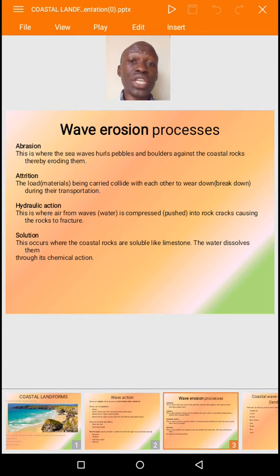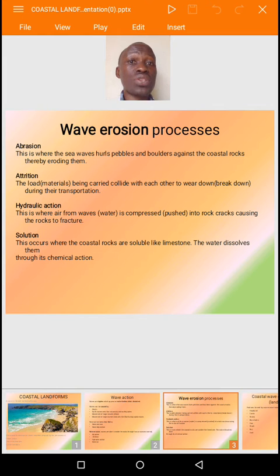Then hydraulic action. In hydraulic action, water definitely has air in it, and this air from the water or from the waves is compressed. It enters into the rock cracks, and this widens the rock cracks. We are looking at the water flowing over the rocks, then the air from the water getting into the rock cracks, and this brings an effect which eventually wears them down. Remember, we are looking at how waves affect the rock of the coast.